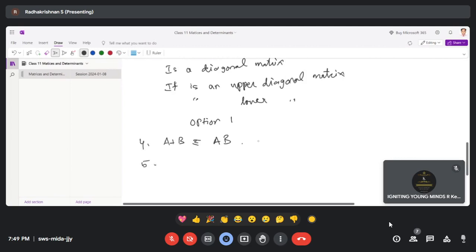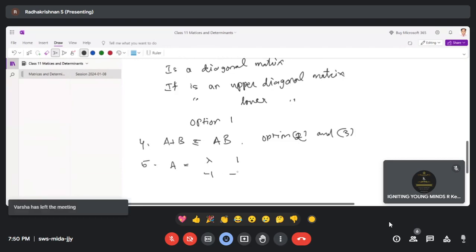This is 4. I will write down this option 2 and 3. Number 5, A equal to lambda 1, minus 1, minus lambda.